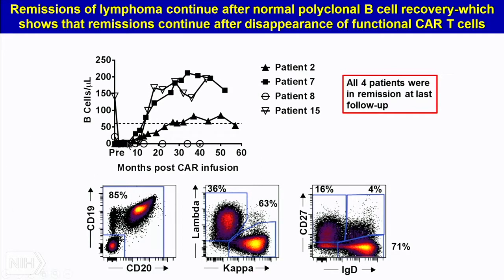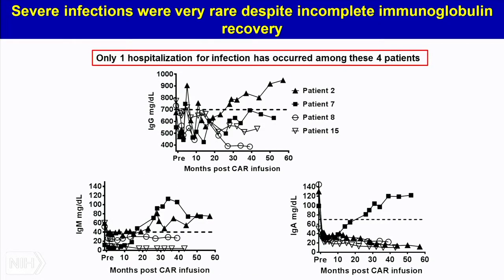But after a time, the lymphoma is eliminated, but the B cells recover. And these are normal B cells, polyclonal as shown by kappa lambda staining, normal phenotype by CD27 and IgD staining. We sometimes give immunoglobulin to the patients to help replace immunoglobulins that are not being produced because the patients lack B cells. So the patients did get some intravenous immunoglobulin replacement here. IgG recovered at least to some degree in 3 out of the 4 patients. IgM was detectable in 3 out of the 4 patients. IgA only recovered in 1 patient. We've seen that in other CAR protocols, IgA seems to be the slowest immunoglobulin to recover.